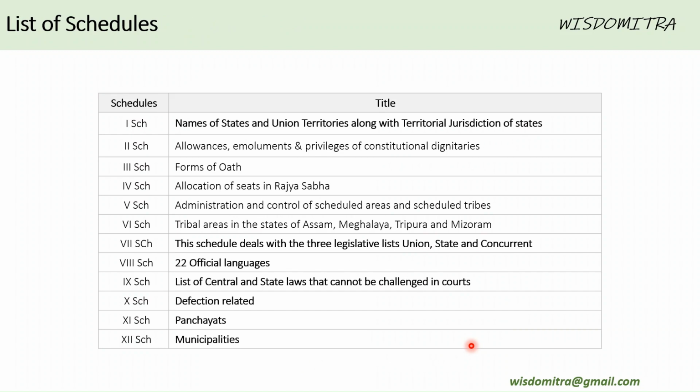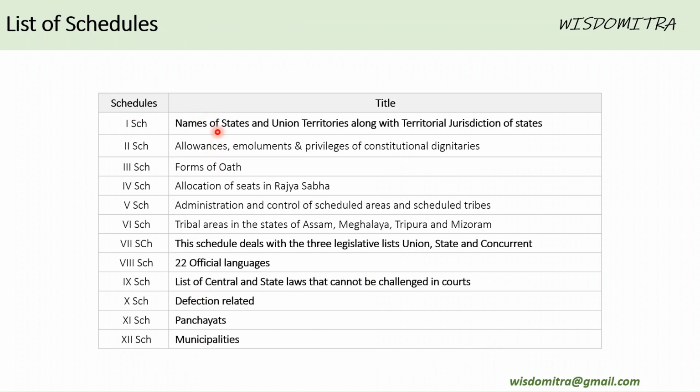Similarly, second schedule talks about allowances, emoluments, privileges of different dignitaries, may it be PM, may it be Supreme Court judges, or president, etc. Forms of oath of different dignitaries. So, these are kind of appendices. These are kind of additional things which are important, but they are not really lawmaking elements. So those have been separated out and put as schedules. And the most important ones, if you notice, are these ones which you should remember.